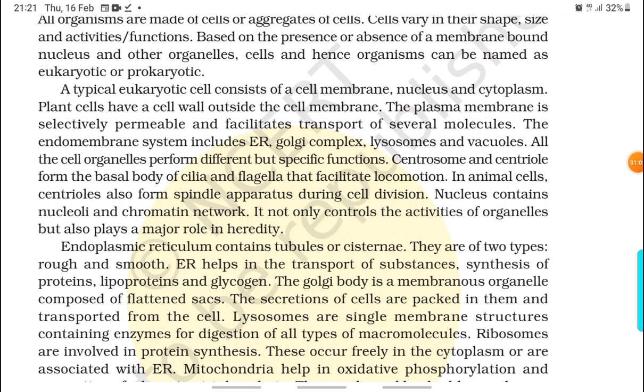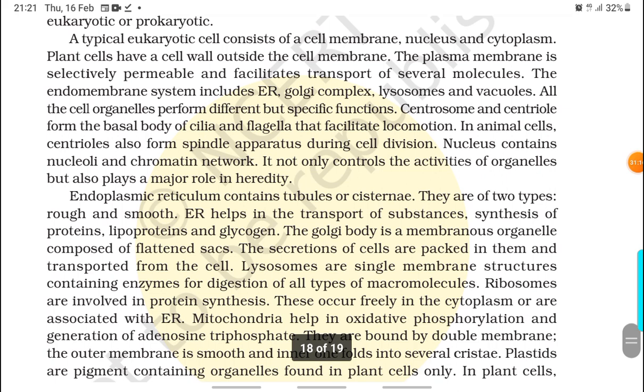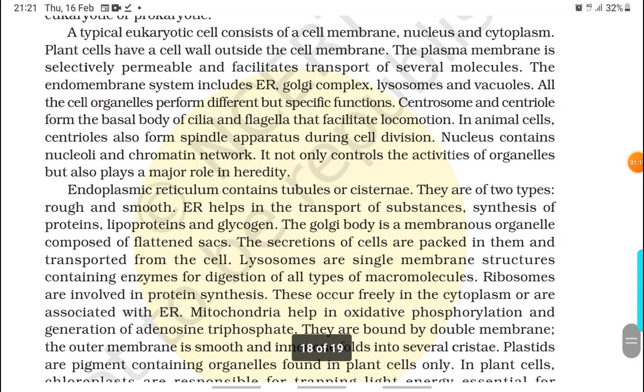The plasma membrane is selectively permeable and facilitates transport of several molecules. The endomembrane system includes Golgi complex, lysosomes, and vacuoles. All the cell organelles perform different but specific functions. Centrosome and centriole form the basal body of cilia and flagella that facilitate locomotion. In animal cells, centrioles also form the spindle apparatus during cell division. The nucleus contains nucleoli and chromatin network. It not only controls the activities of the organelles but also plays a major role in heredity.